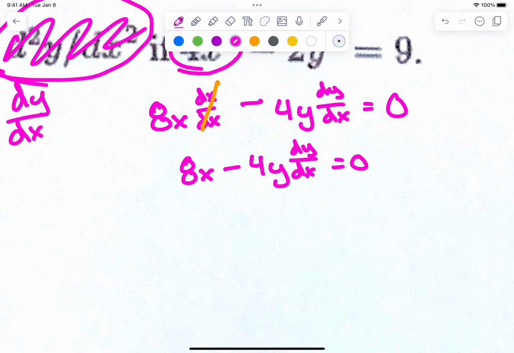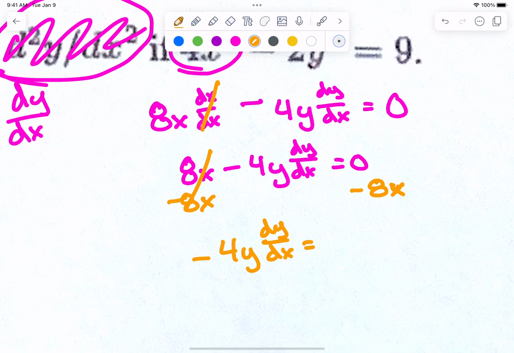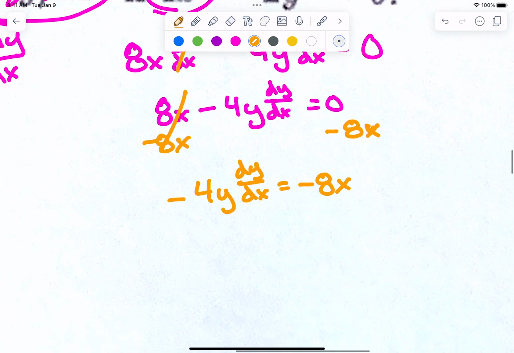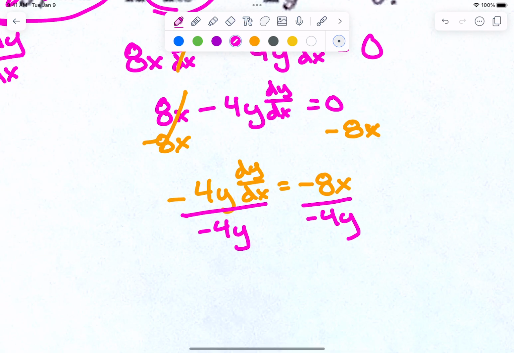So get the dy dx's on one side and everything else on the other. Can you divide by 8x? Nope. Nope. I'm going to subtract the 8x over. Get the dy dx's on one side, the other stuff on the other side. Then you can divide. Negative 4y dy dx equals negative 8x. Now divide by negative 4y. So dy dx equals 8x over 4y.